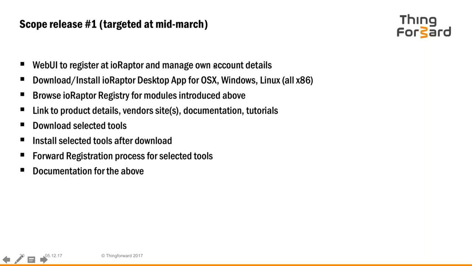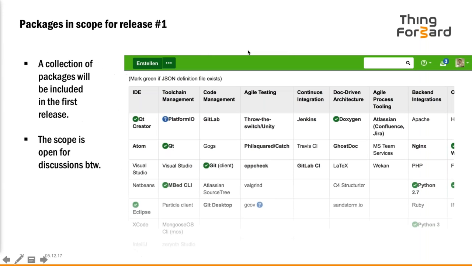Now, you probably ask yourself, but in the end, what can I install? So this is a screenshot of our wiki that we have, and there's a bunch of collections that will be a collection of packages that will be included in the first release. So, and this is not set in stone. And the scope of all of that is open for discussions, and that's where we would like to invite you. But you can expect that behind every module there is a selection of packages that is definitely suited for embedded and IoT development.